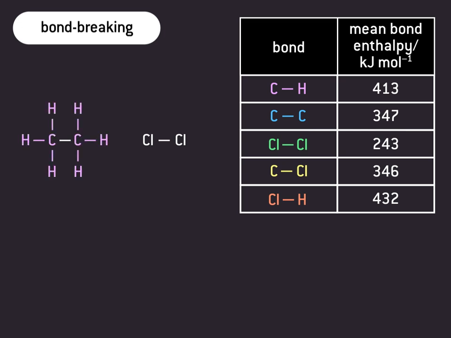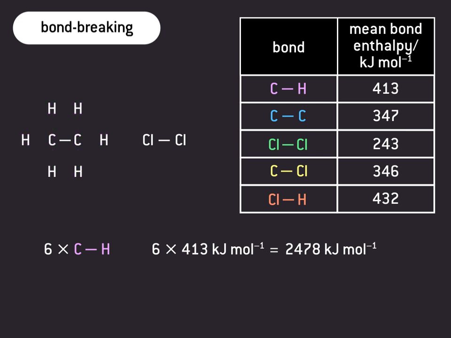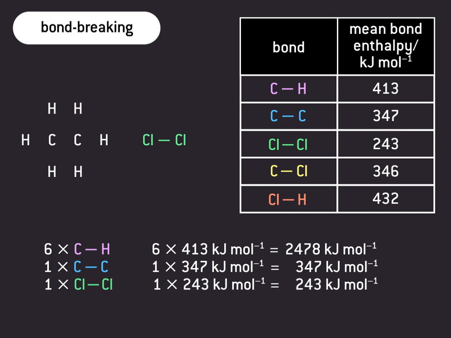Breaking the 6 carbon-hydrogen bonds requires 2,478 kilojoules per mole. Breaking the carbon-carbon bond requires 347 kilojoules per mole. And finally, breaking the chlorine-chlorine bond requires a further 243 kilojoules per mole. So, the total amount of energy required to break the bonds in the reactants is 3,068 kilojoules per mole. Energy must be put in to break the bonds, so this value is positive.